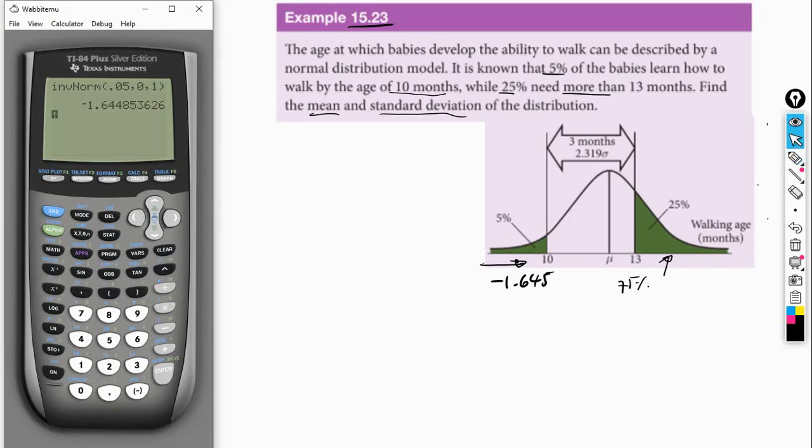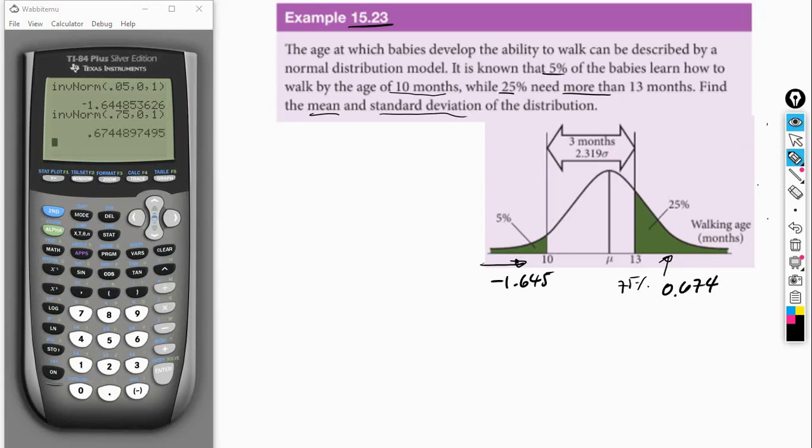So now we do the same, but for 75%. So option 3, and this is going to be 0.75. And then again, the mean is 0, and the standard deviation is 1. So here we have that the z-score is going to be 0.674.